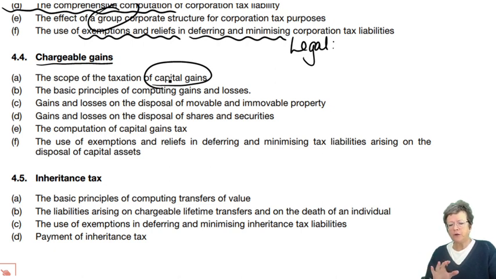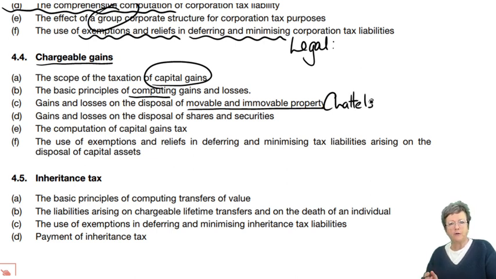They have their own set of rules. The principles of how we work out, compute, remember that? Compute is to work out the gains and the losses, because there are sometimes movable and immovable property. Do you remember the word I used earlier? Chattels. You'll find out more about chattels.